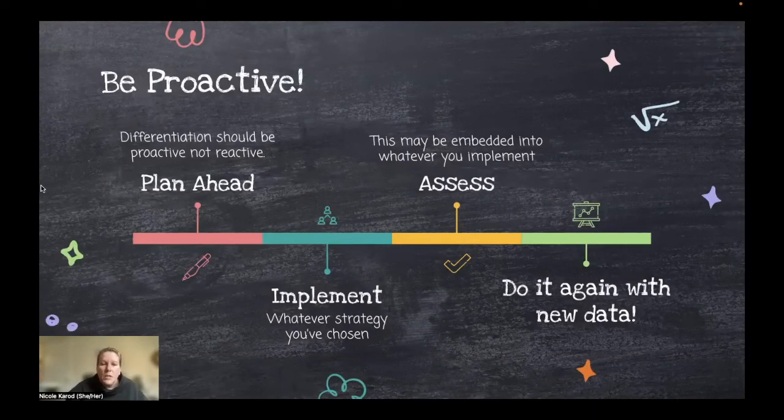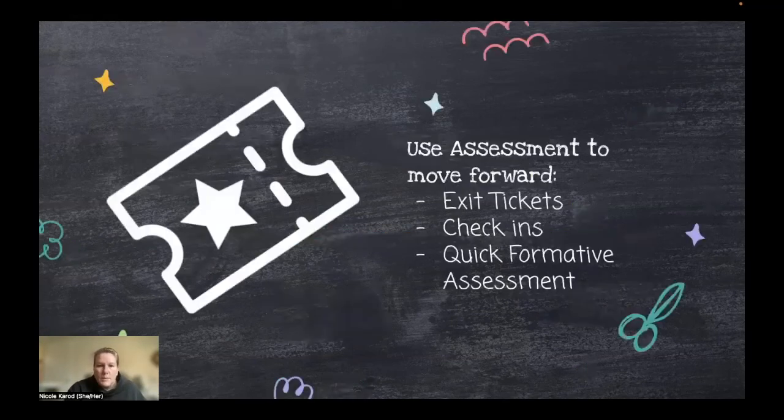Be proactive. So a lot of the times with differentiation, we think of this as, okay, a student didn't do well on assessment. What am I going to do now? And rather, differentiation, that's reactive. Differentiation should be proactive so that you're planning ahead. You're thinking about, what am I going to do to help these students? Then you're implementing the strategy that you've chosen. You're assessing, and then doing it again with new data. And that's that piece that's so super important, is the assessment.